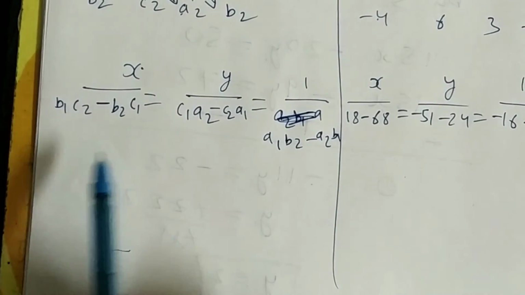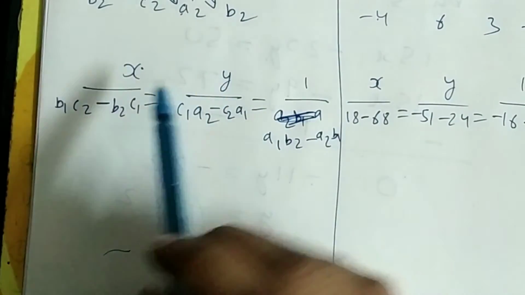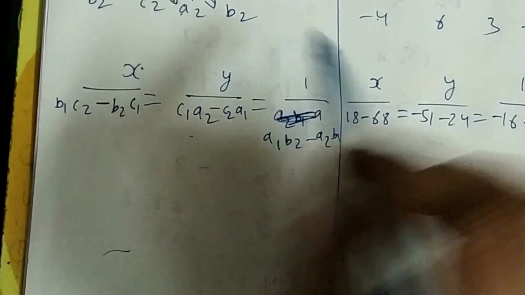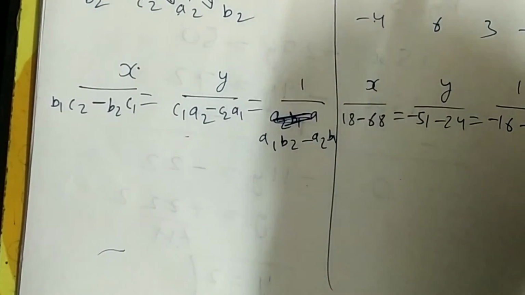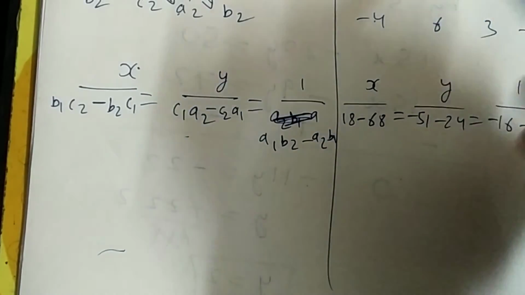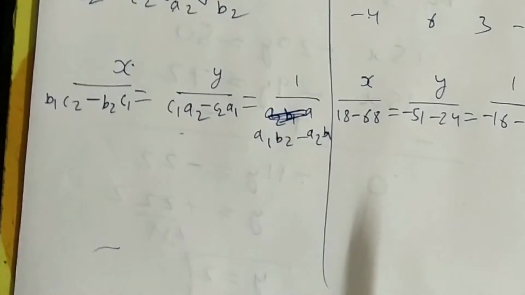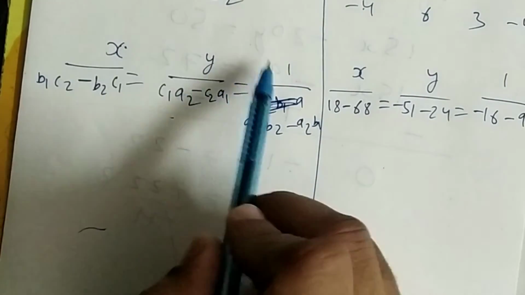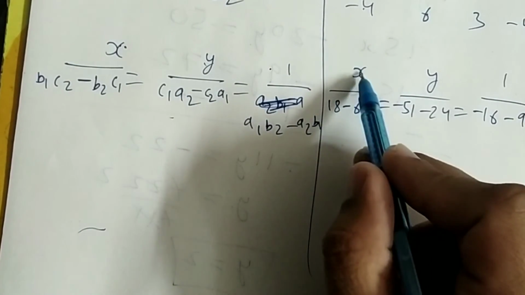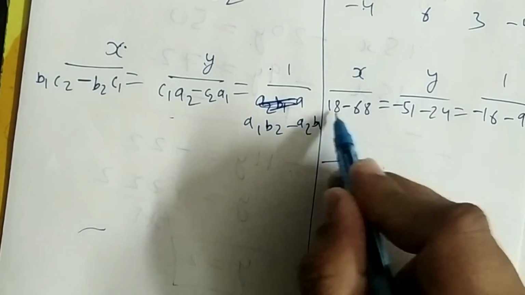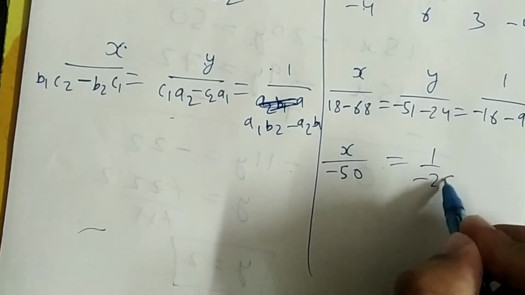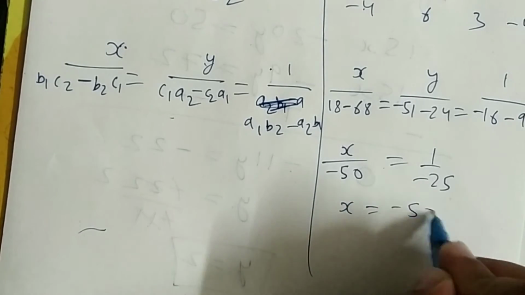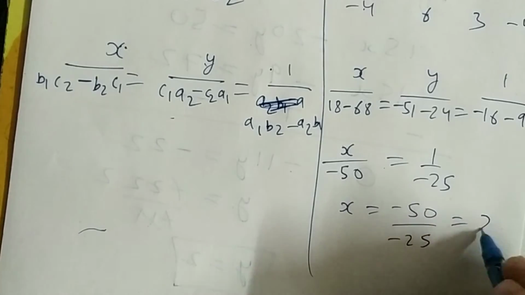You have to learn this. You need not learn the exact values, but if you learn this method you can apply it here. This is just a method, and this is actually how you have to solve the question. All this part you have to write. Now just equate the first and last term, then the second and last term. So x upon this will become minus 50, and this will become minus 25. From here x is equal to minus 50 upon minus 25, which is equal to 2.